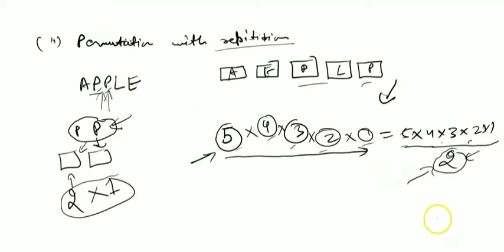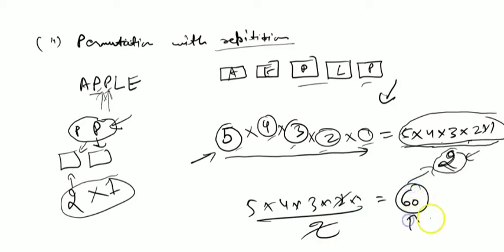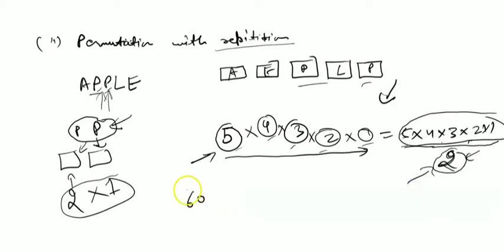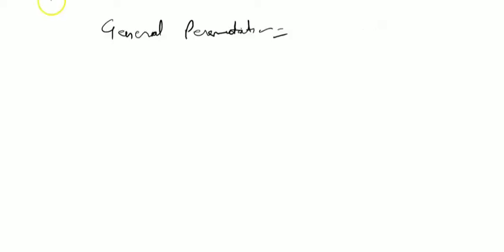and that's why I can divide the total permutation value by 2 to get my answer as 5 into 4 into 3 into 2 into 1 by 2, which gives me 60 as the total number of words that can be formed using these five alphabets as choices. And that was the case of permutation with repetition that had limited repetition allowed.